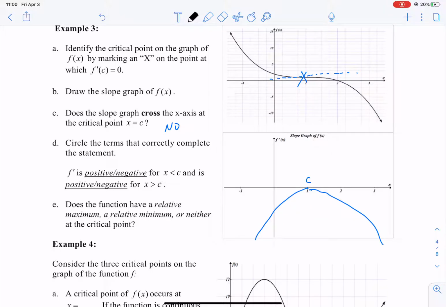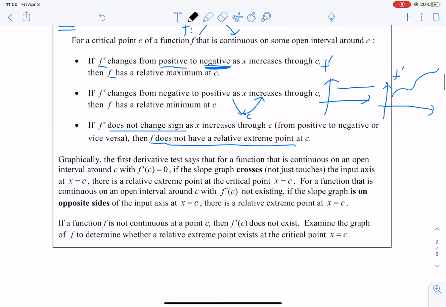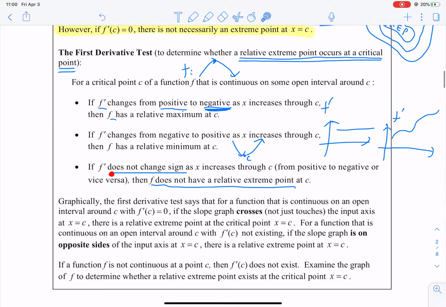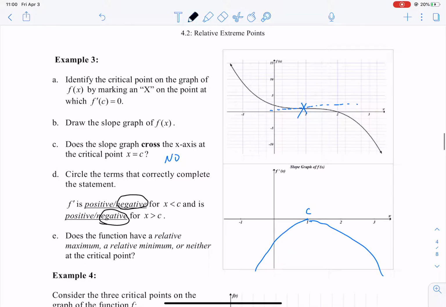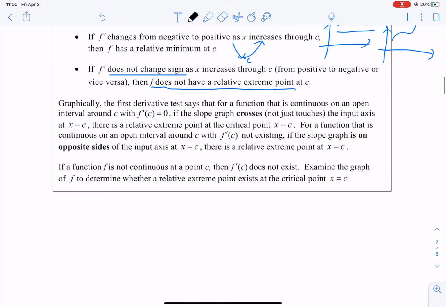And question D, f prime of x, when x is less than c, is negative, and when x is greater than c, is also negative, so it's actually from negative to negative. That means the sign of f prime of x does not change. So if the sign does not change, it's not a relative maximum or relative minimum. So just say no.